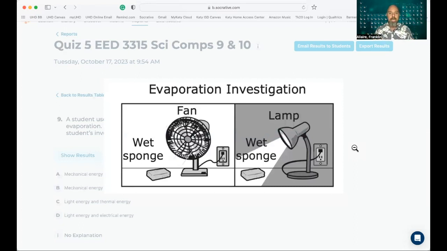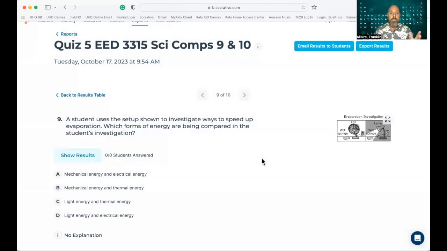The student was being careful to have the same amount of water in both sponges, okay? Maybe measuring them by weight or something like that, okay? And so on the left side, we have a fan blowing air on the wet sponge. On the other side, we have a lamp that's on, shining a light onto the wet sponge. So which forms of energy are being compared in this student's investigation?